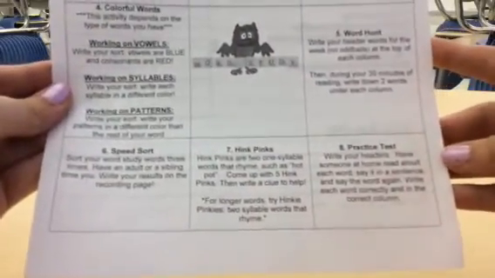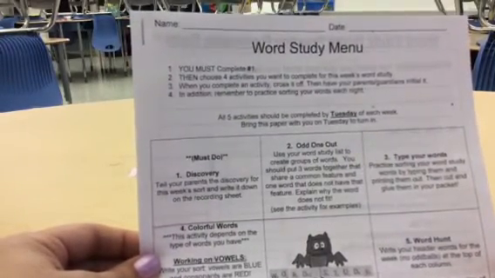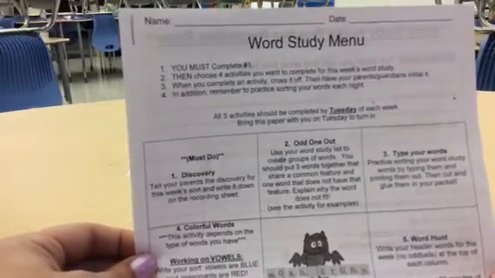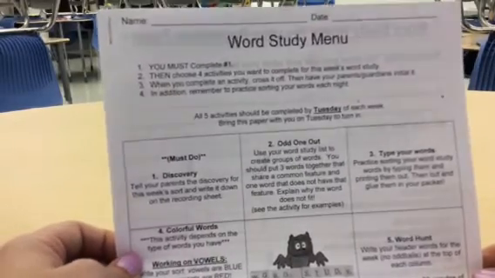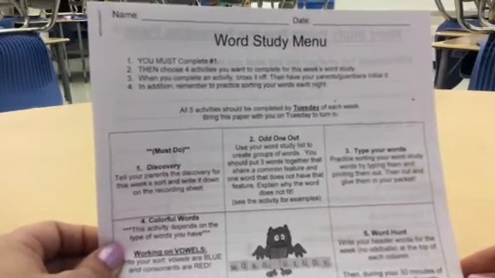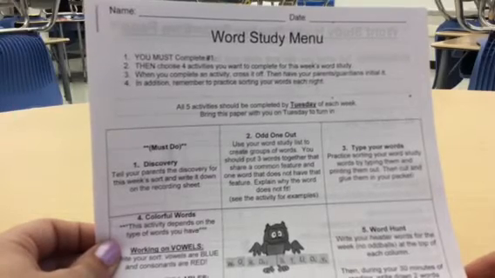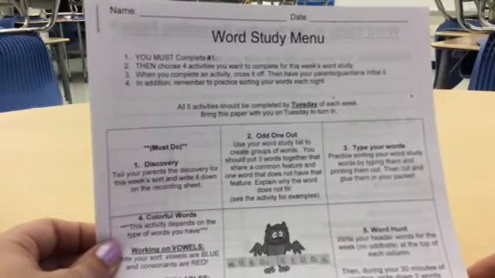Then you have options 2 to 8. Okay? And you get to choose 4 of those activities. You will not do all of the activities. You will choose 4. Any 4, and each week it can change. So you will choose any 4, cross it off, have your parents check it and give it a quick initial so that they know that you did your work as well.